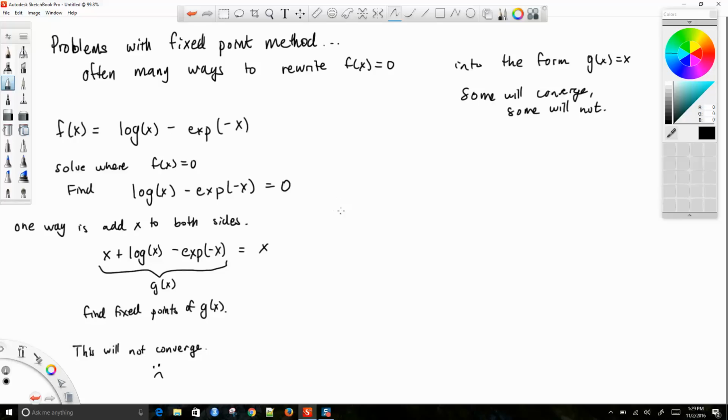Another way is, so we start off with log of x minus e to the negative x is equal to 0. And this is frustrating because you're just like, well, how does this make sense? So here I'm going to add x to both sides, same thing that I did before.